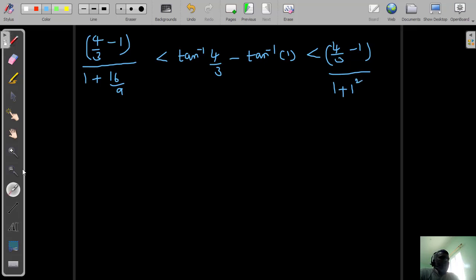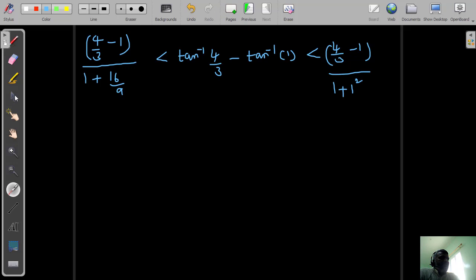Simplify this one. If you look here, the denominator is 3 times 1, which is 3. 4 minus 3 is 1 by 3 here in the numerator. Here also 4 by 3 minus 1 is 1 by 3, so the numerator is 1 by 3. What about the denominator? 9 multiplied by 1 is 9, 9 plus 16 is 25, so 25 by 9.